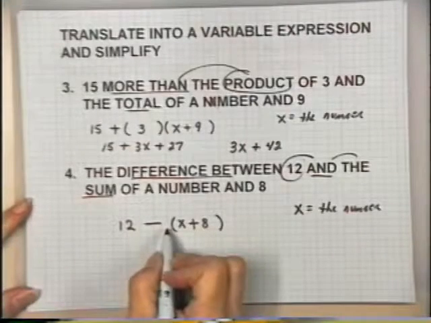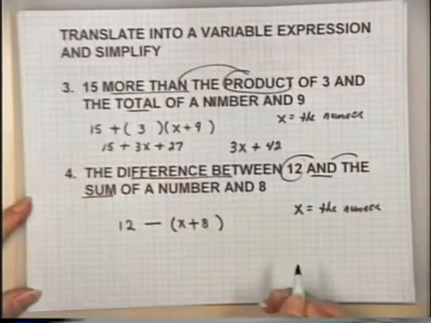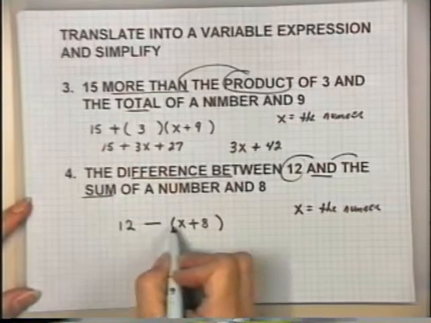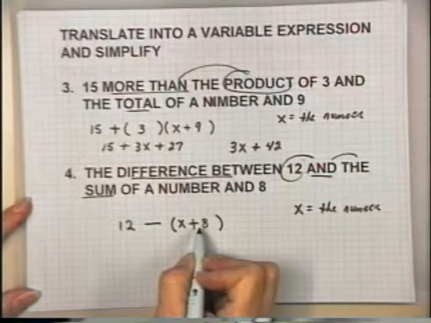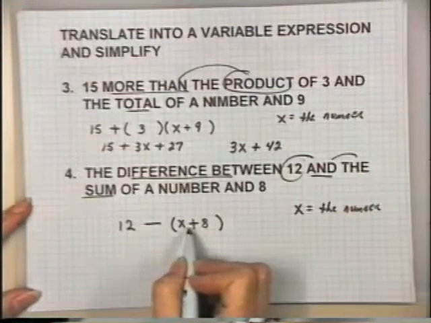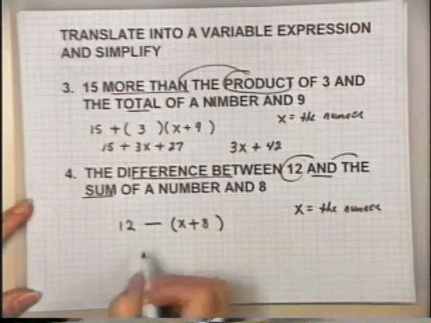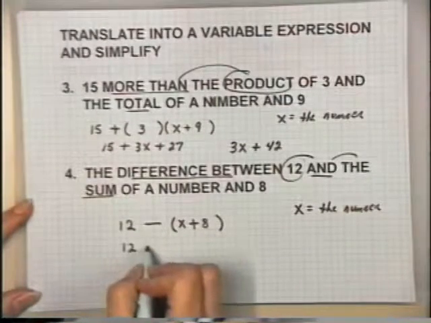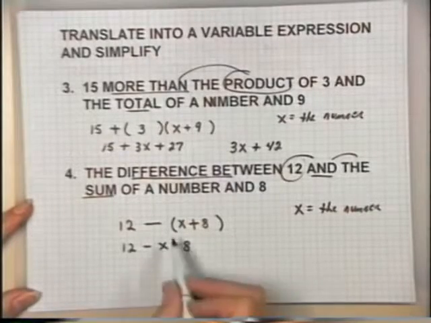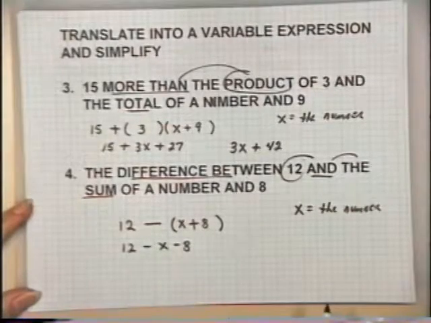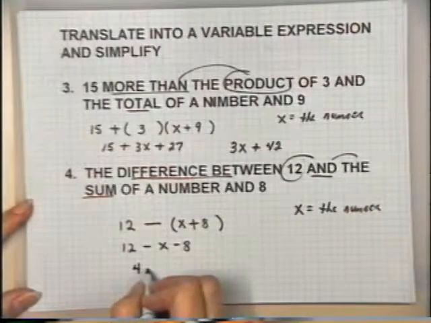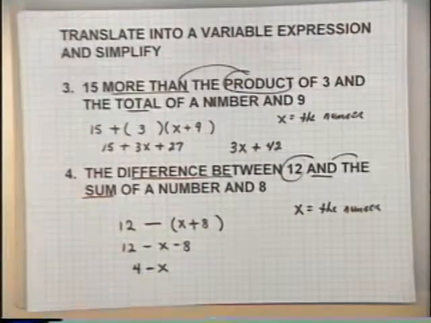Now, what happens when you have a negative in front of a parenthesis? Recall that you can either just remember that this negative will change the signs inside your parenthesis, or you might want to think this means -1 times what's in this parenthesis. Either way, you should next write 12 minus x minus 8, changing both of those signs. And then combining your like terms here, 12 minus 8 gives you 4 minus x.